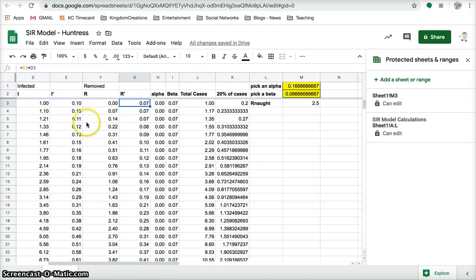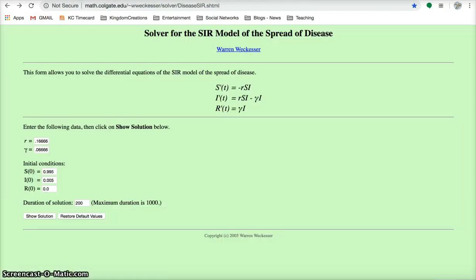But probably a better way to go about this is to use this other website that I've put in, made by Warren Weckesser. And this was made back in 2005, so this is actually accurate for any spread of any disease using the SIR model. And you can put your values in. Now, alpha, they named R, and beta, they named gamma, but don't let that bother you. They're still the same situation that we have.